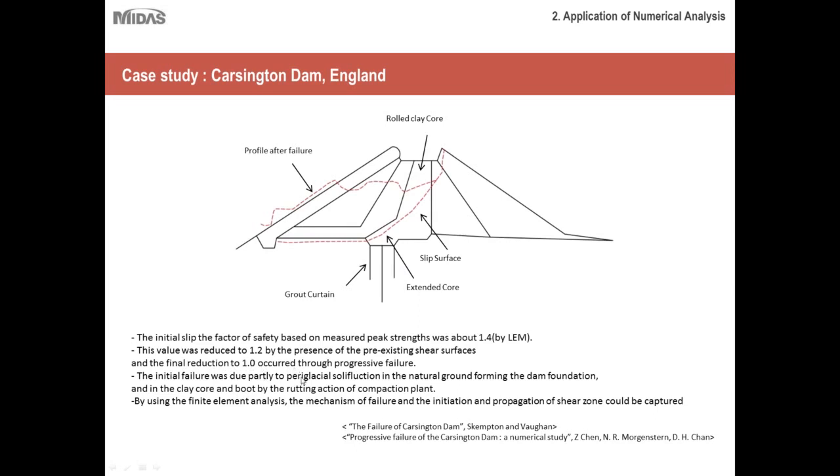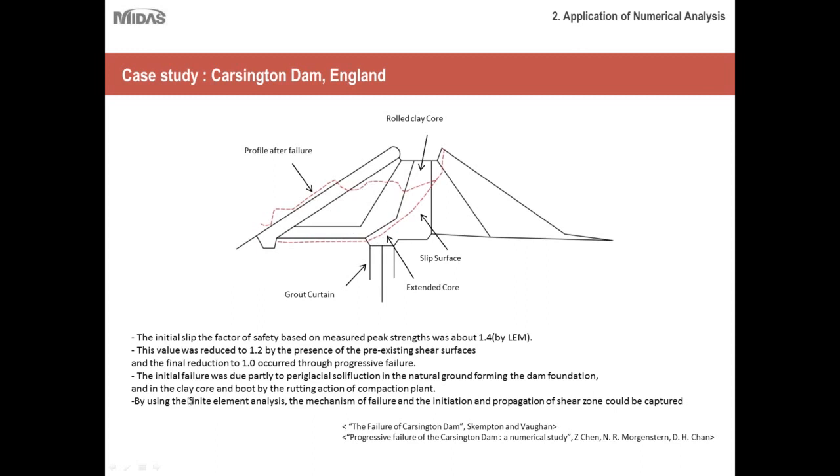The initial failure was due partly to periglacial solifluction. Essentially what that means is that there was water in the pores of the soil, and because of the region it was in, that water would freeze and unfreeze over certain periods of time. As you know, when water freezes, it expands. That expansion caused a series of stress along certain points of the slope, which caused it to weaken, which caused the minimum factor of safety to weaken, and which ultimately led to its failure.